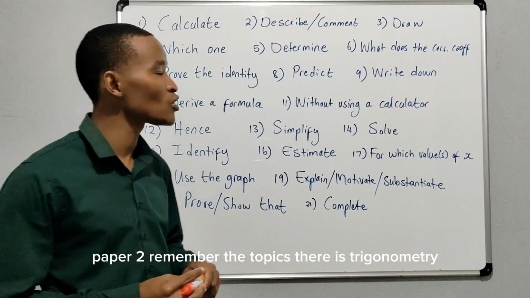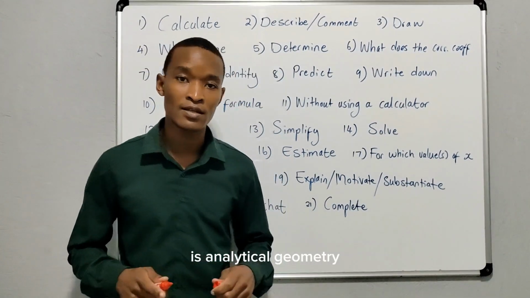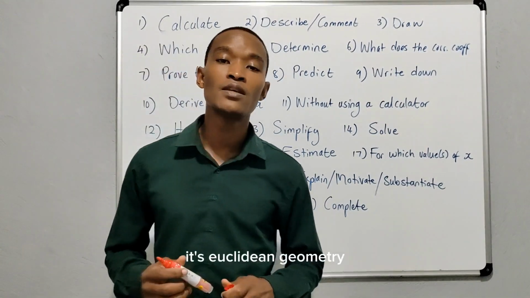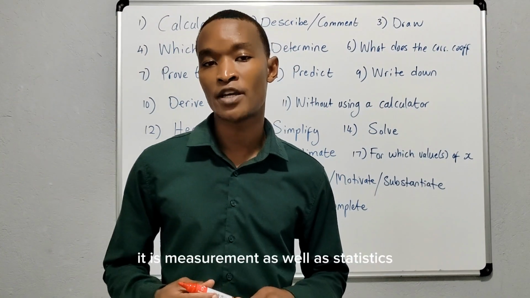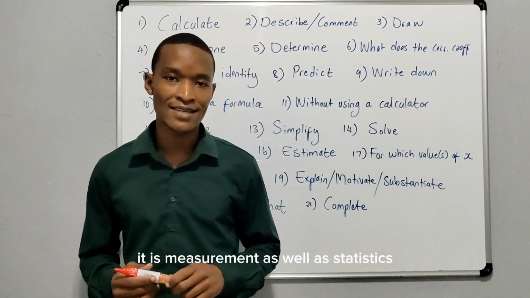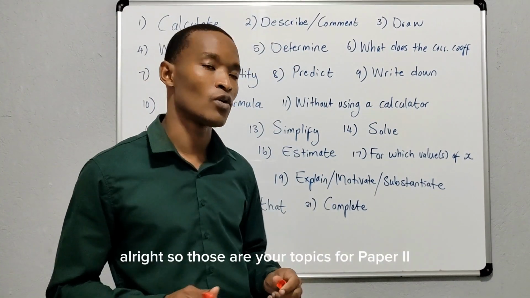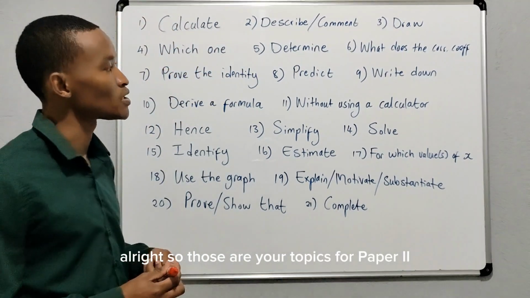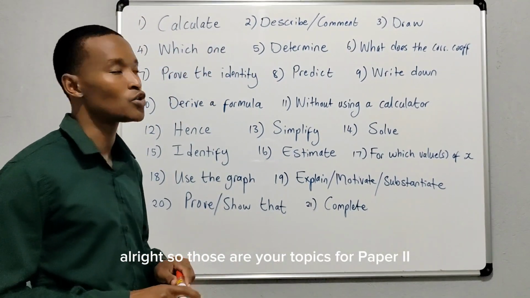Paper 2, remember the topics there is trigonometry, analytical geometry, Euclidean geometry, measurement as well as statistics. All right, so those are your topics for paper 2.